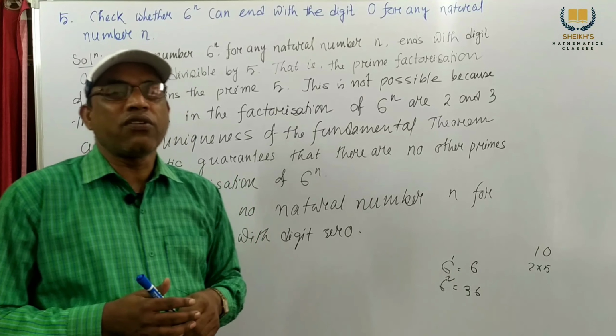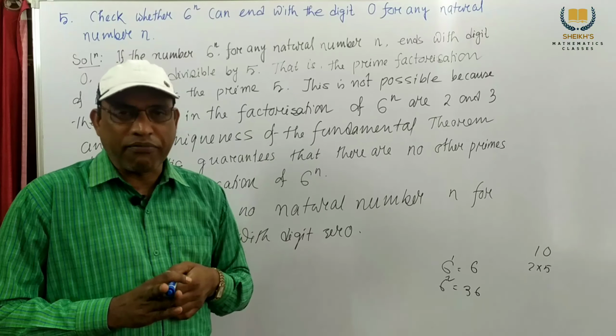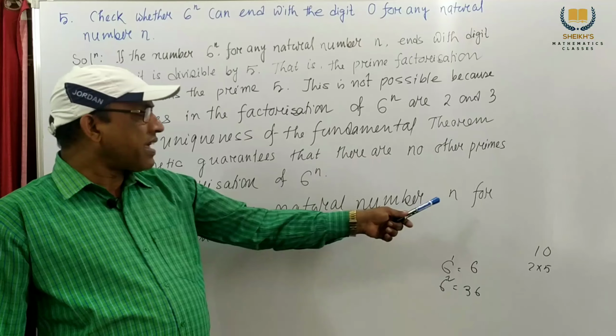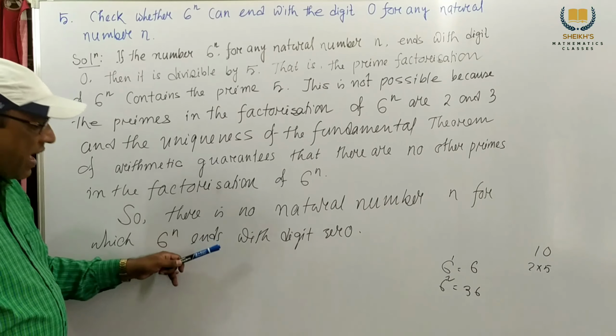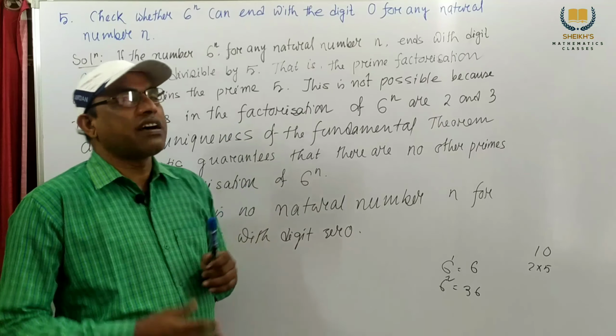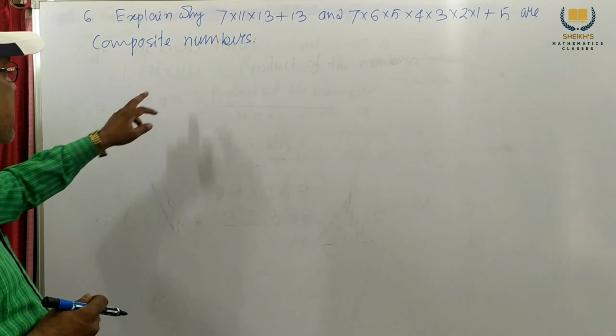6 to the power n gives only 2 and 3 in the prime factorization, it cannot be 5. So there is no natural number n for which 6 to the power n ends with digit 0. This is not possible. So this is the complete solution. Now we consider problem number 6.